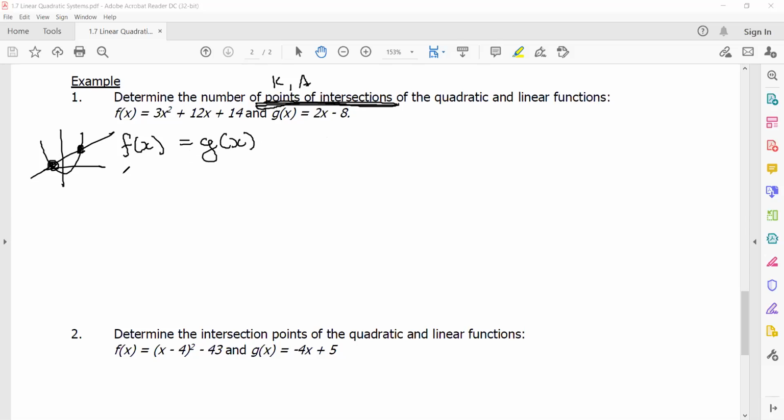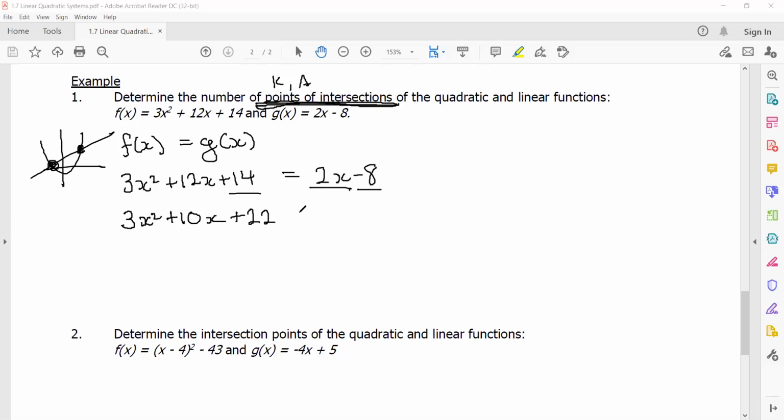So I'm going to set them equal. 3x squared plus 12x plus 14 will therefore be set equal to 2x minus 8. This in itself is too hard to solve, so I am going to simplify it by grouping the like terms together. Minus 2x, this becomes 10x. Plus 8, this becomes plus 22.